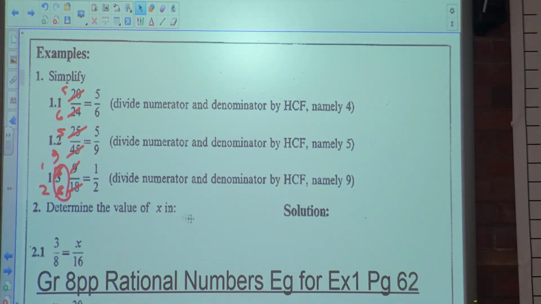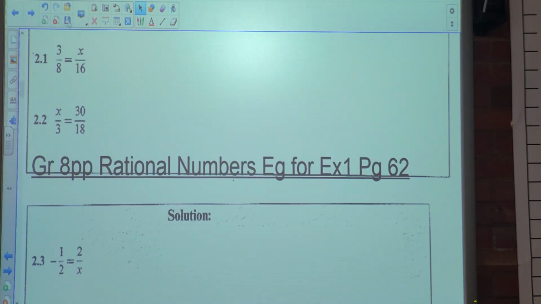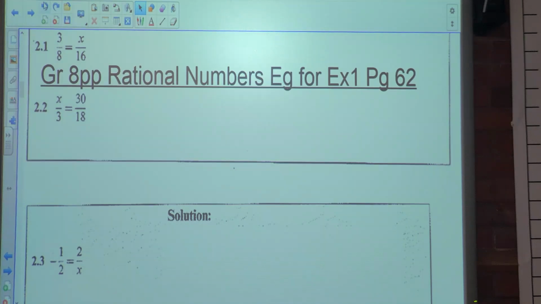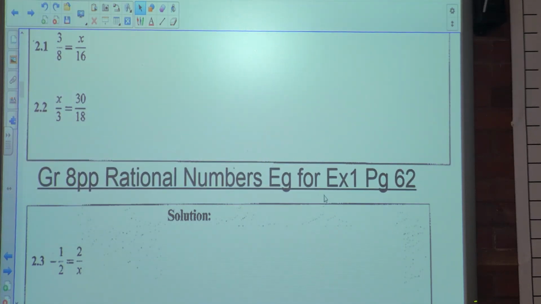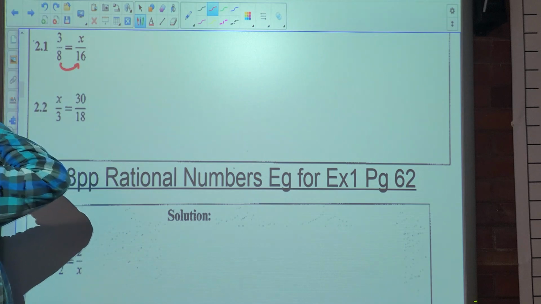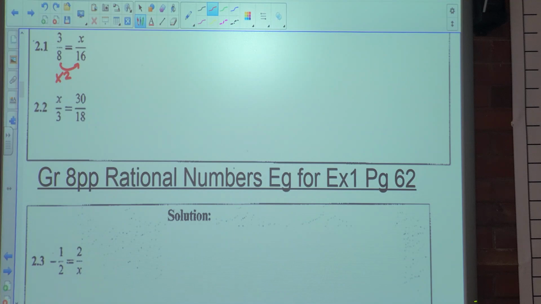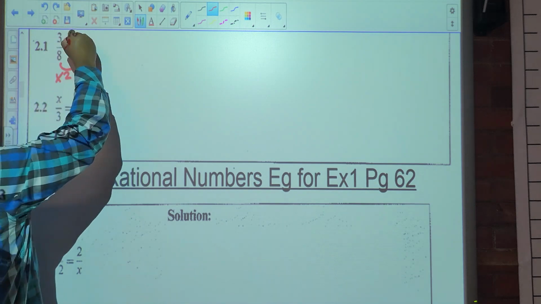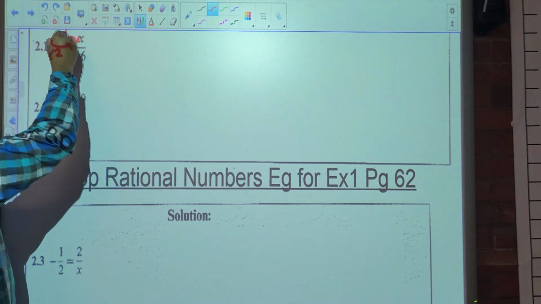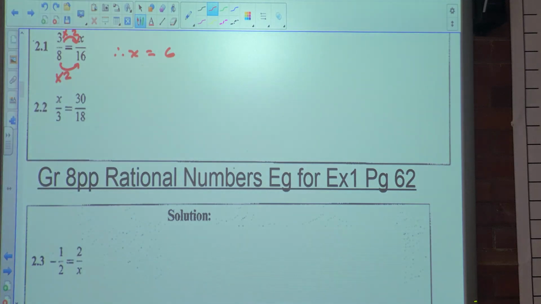Okay. Determine the value of x. So let's go here. Determine the value of x. So how do I get from 8 to 16? Multiply by 2. Now remember, in equivalent fractions, what you do to the denominator you must do to the numerator. So how do I get from 3 to x? Multiply by 2 again. So therefore x is equal to? Who will agree with that? Look at the next one.